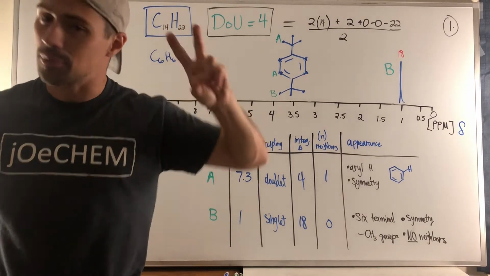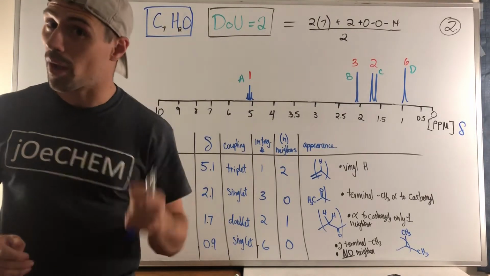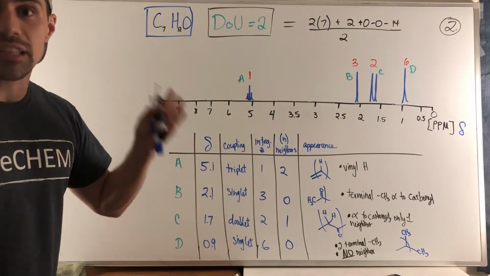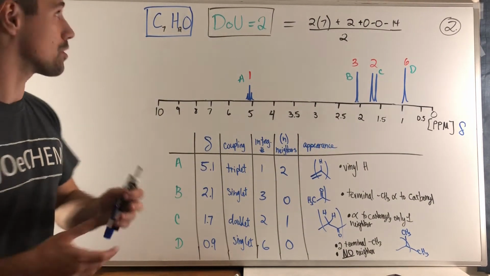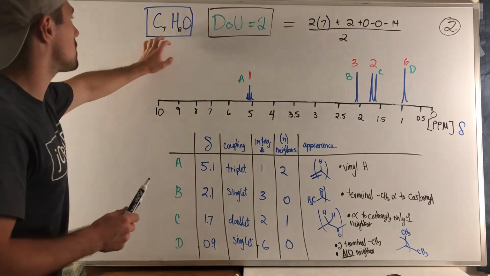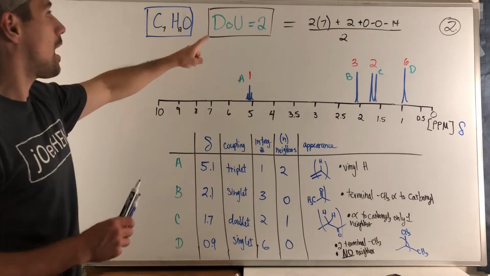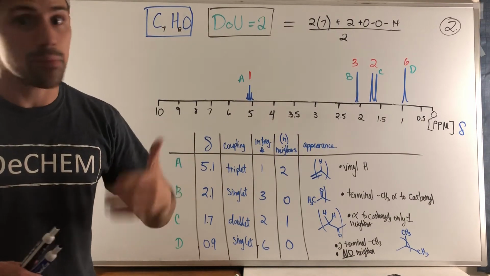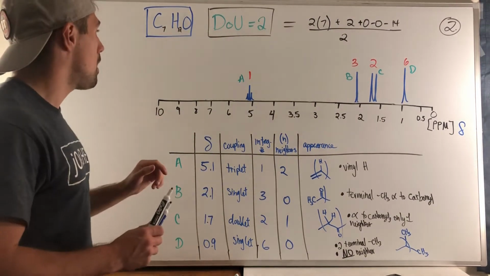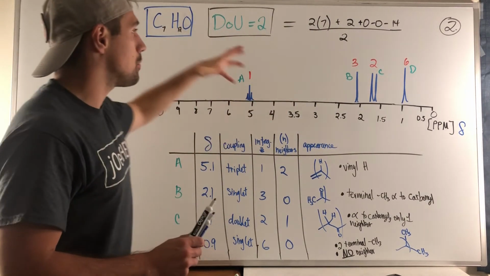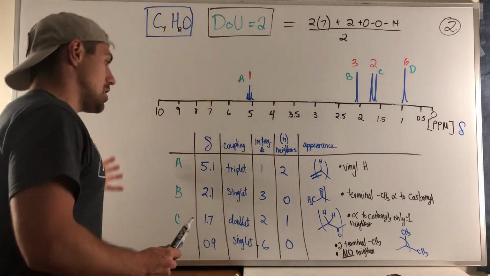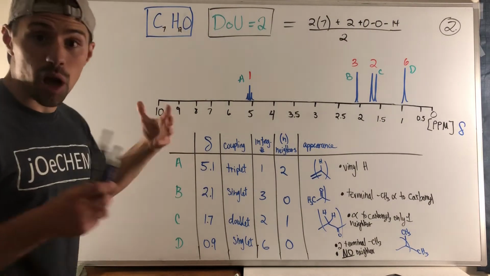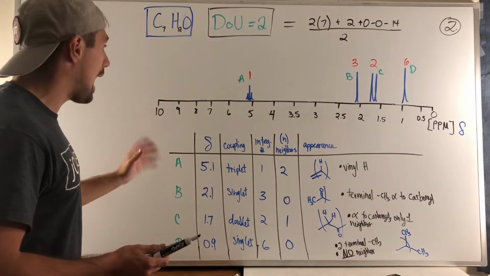However, we are on to problem 2. Okay, gang, problem 2. If we take a look here, first and foremost, let's get our degrees of unsaturation in order. Given this chemical formula, C7H12O, we can calculate 2 degrees of unsaturation, right? Remember, rings, double bonds. So if we take a look here, and then we digest our spectrum and spit out our table of wisdom, we have some interesting things.